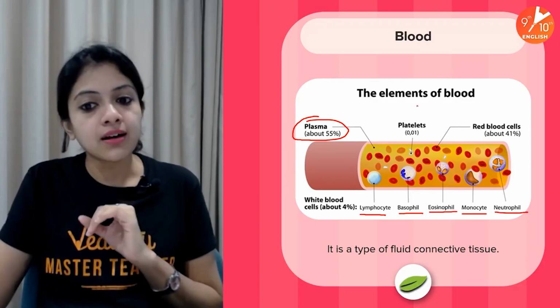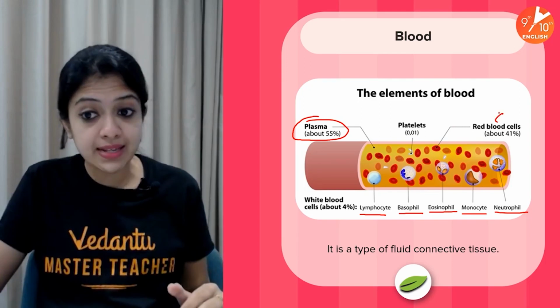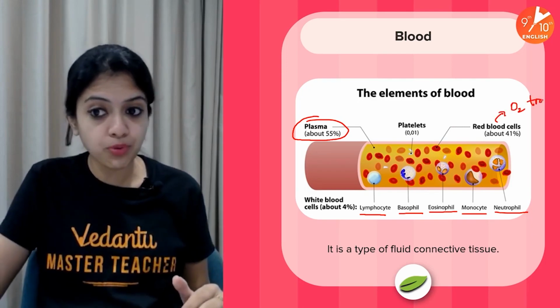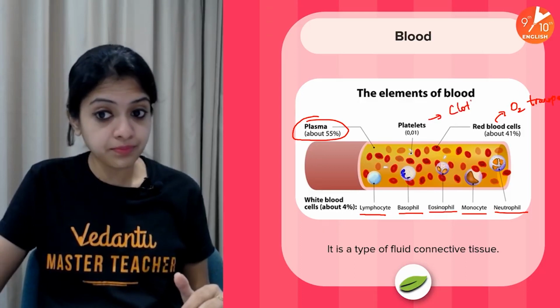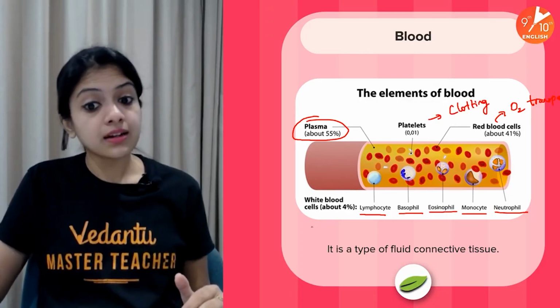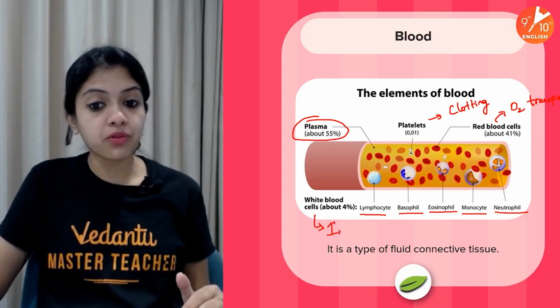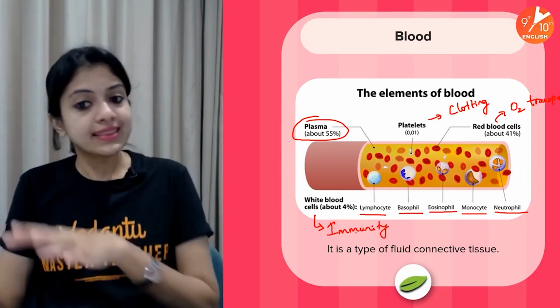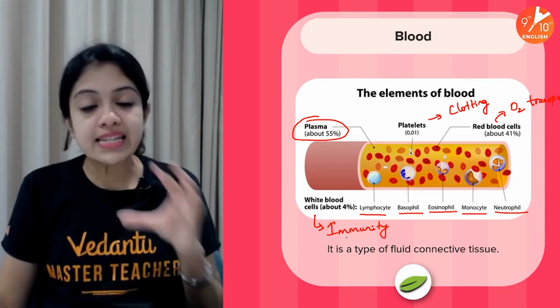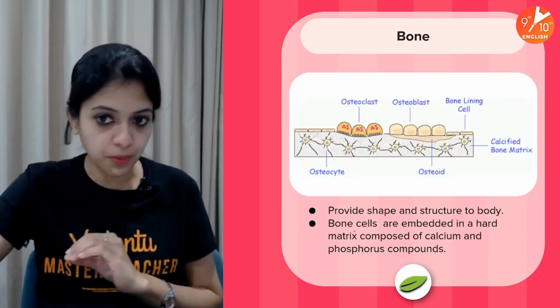Okay, and they've got, of course, different functions. RBCs help in oxygen transport. Okay, platelets help in blood clotting, and the white blood cells help in providing immunity or defense in your body. Okay, these are the functions of the different blood cells or the blood corpuscles.